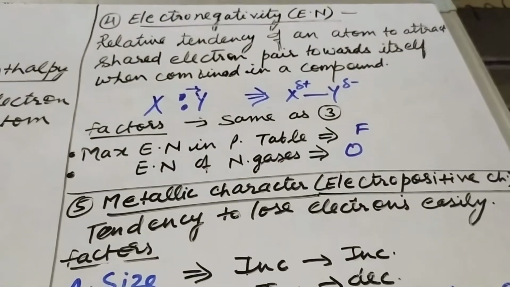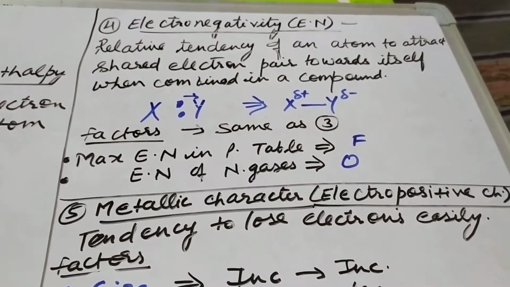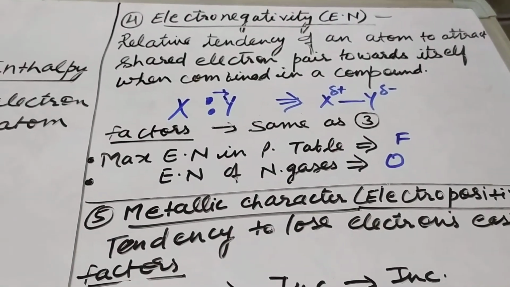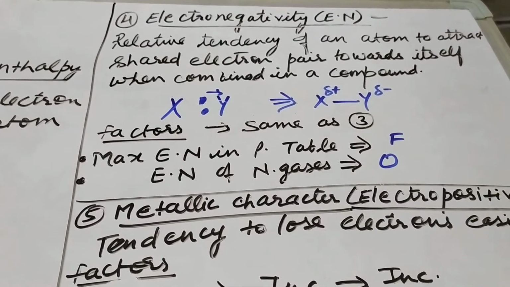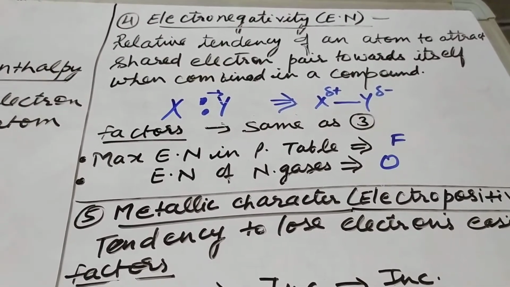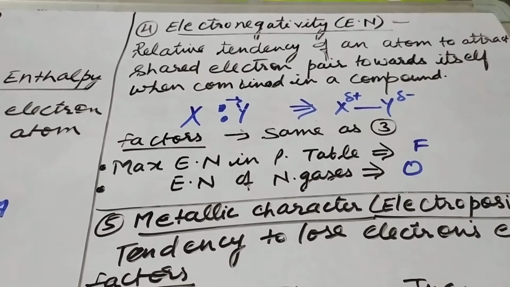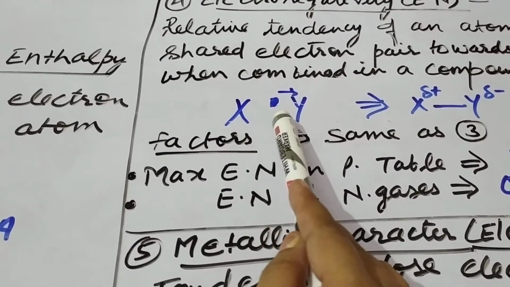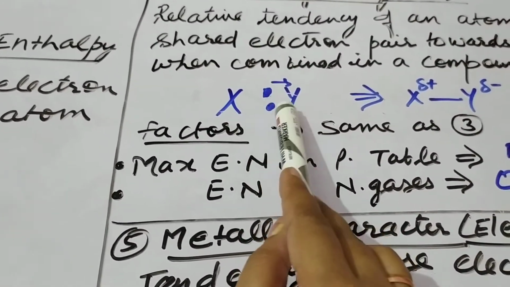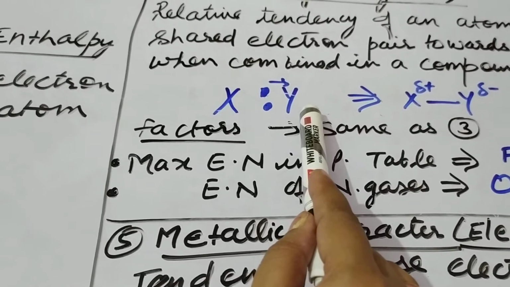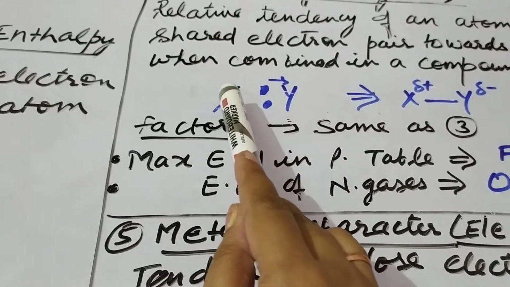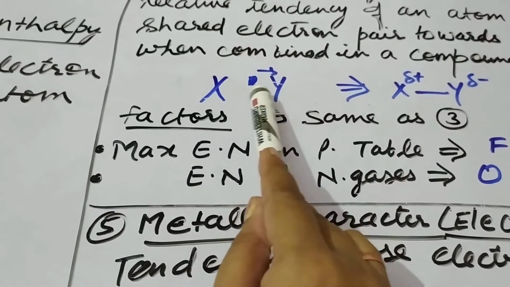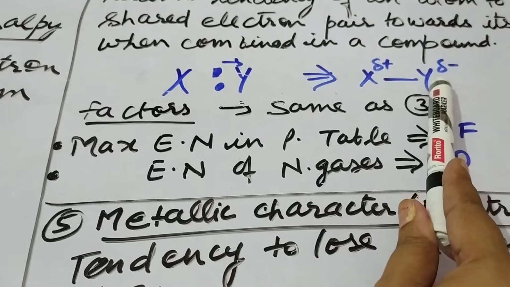Next is electronegativity, also written in short as EN. It is similar to electron affinity, but it is defined as the relative tendency of an atom to attract the shared electron pair toward itself when combined in a covalently bonded compound. Suppose this is a compound having two atoms, X and Y, and they are forming a covalent bond. The shared electron pair will be attracted towards the atom which is more electronegative, because X is less electronegative and Y is more electronegative.